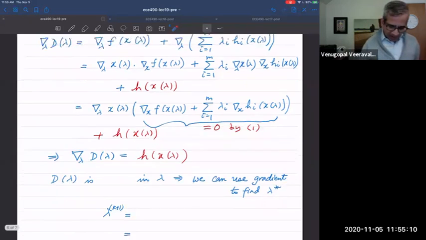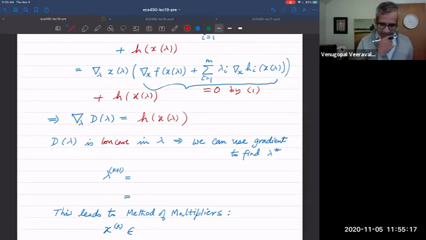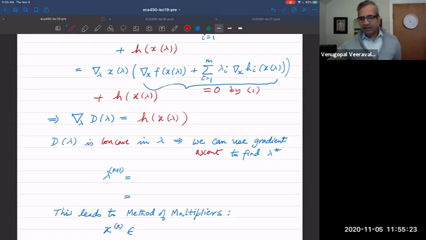Now, d lambda is concave. We know it's concave. The dual is always concave in lambda. So we can use gradient ascent to find lambda star. In fact, we can actually do this even when the gradients don't exist. You can use subgradients. Okay, so we'll see that next week.